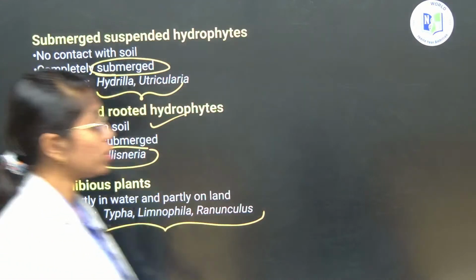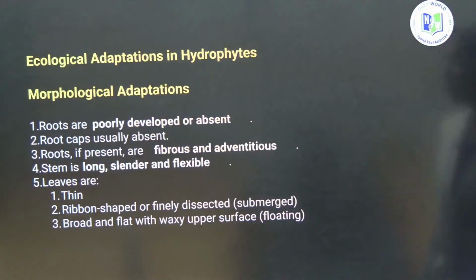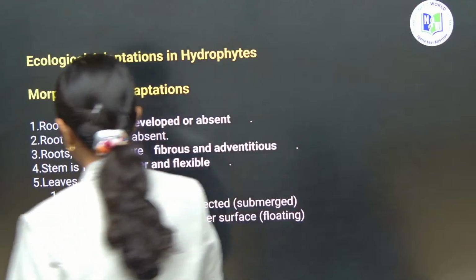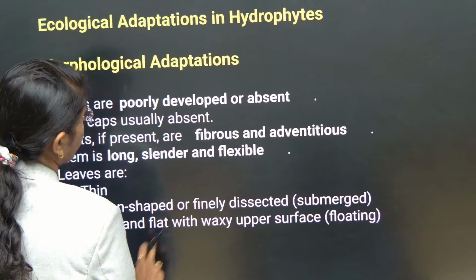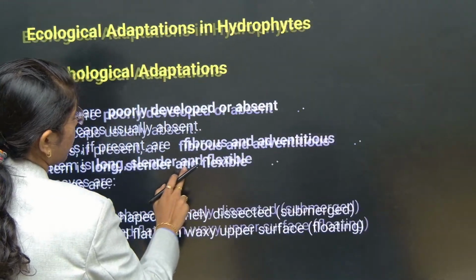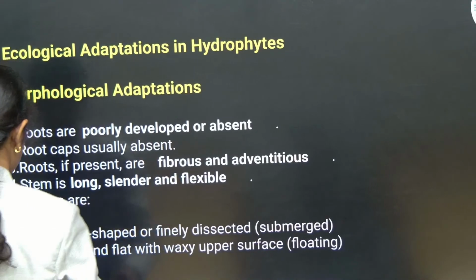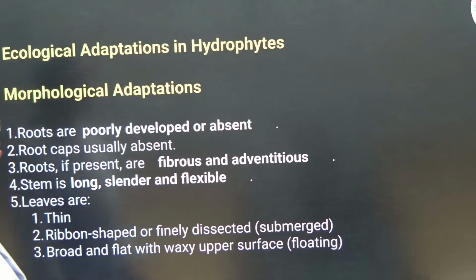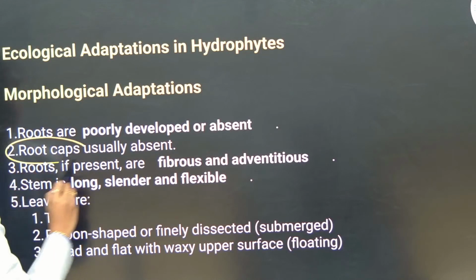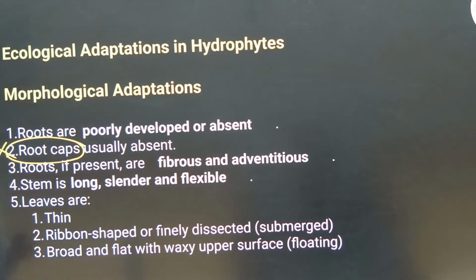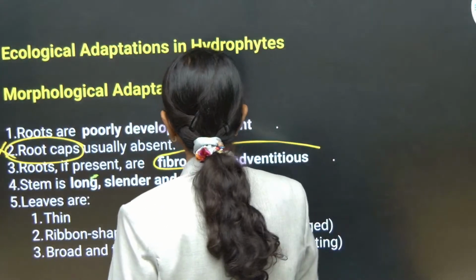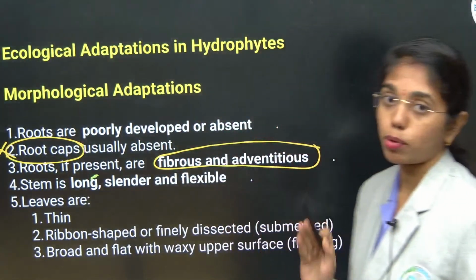Now we move on to ecological adaptations of hydrophytes. First we will look into the morphological adaptations. Roots are poorly developed or absent in the hydrophytes, that we know. Root caps are absent. And if a root is present, it is either fibrous or adventitious, not a taproot system.